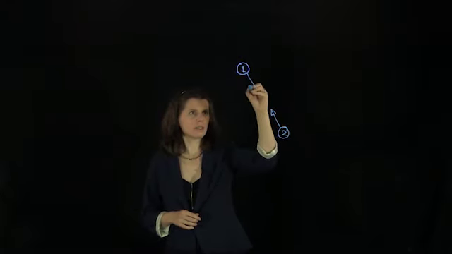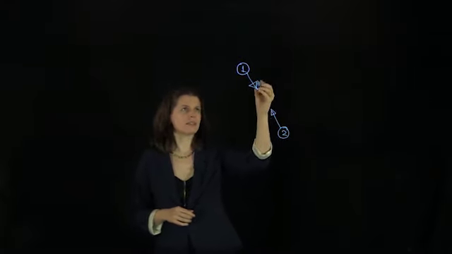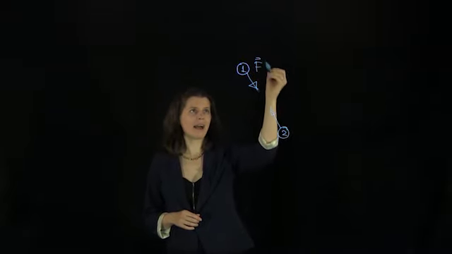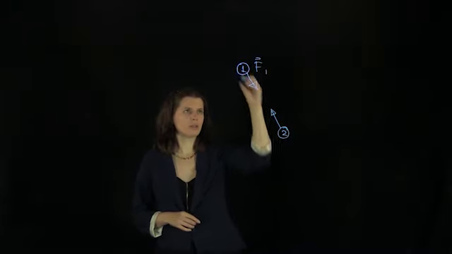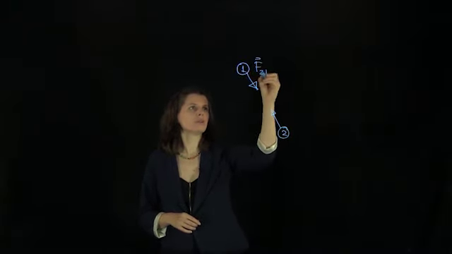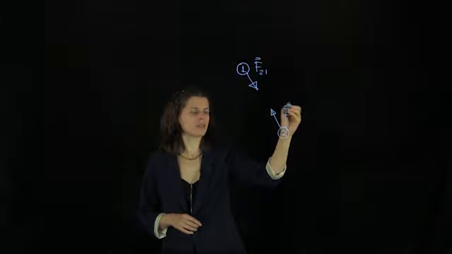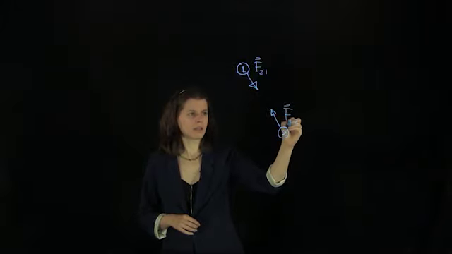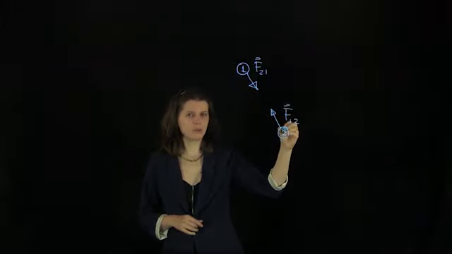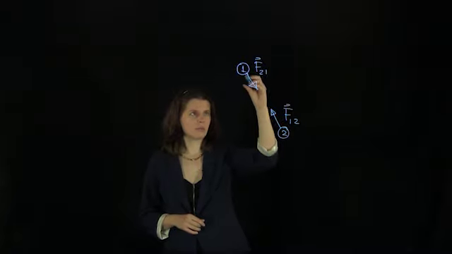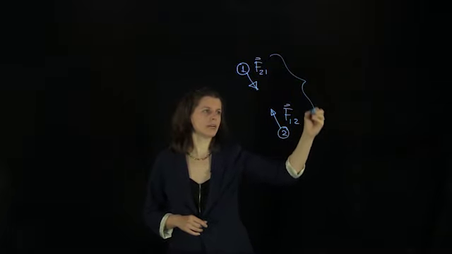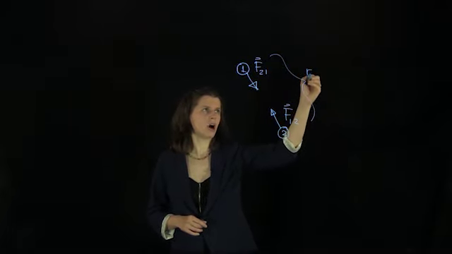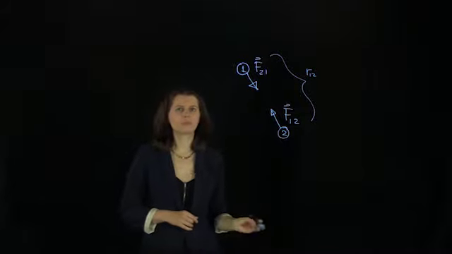So we have a gravitational force, and we label this as F, and this is the force on object 1 due to the interaction between the bodies 1 and 2. And here we have a force on object 2 due to the interaction between objects 1 and 2. And the objects are separated by a distance r, 1, 2.